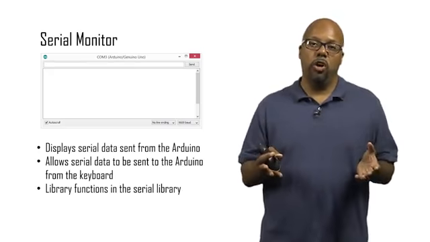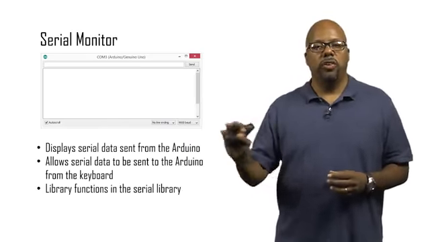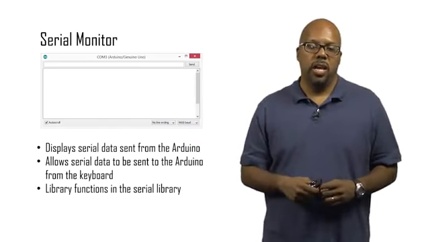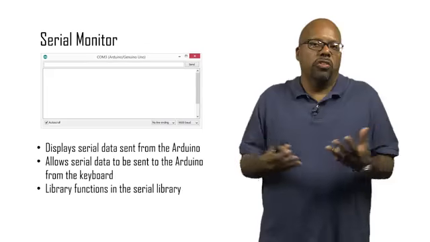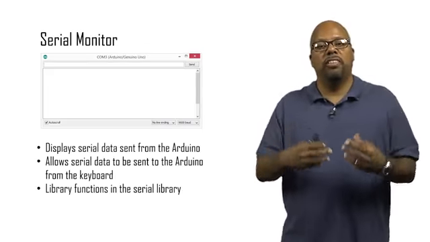If you have a serial monitor open and you write serial.print in your code, and we'll look at this later, it will print text to the serial monitor. So you can see the results of your computation, let's say. You can send it through to the serial monitor and a human can see it.